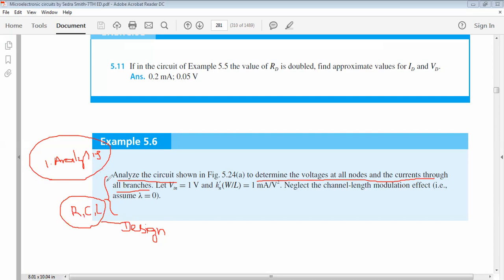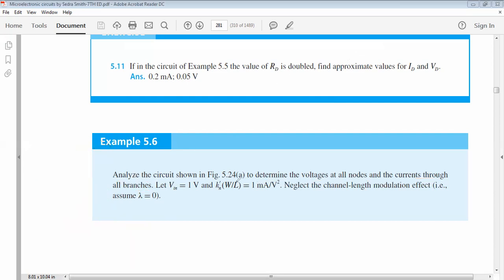Analysis means we are given resistor values, VDD power supplies, and other parameters. Only thing is to find node voltages and branch currents. Right now, the given problem is: analyze the circuit shown in the figure to determine the voltages at all nodes and the currents through all the branches. Okay, given parameters are threshold voltage equal to 1 volt, K dash W by L equal to 1 milliampere per volt square. Okay, neglect the channel length modulation effect.